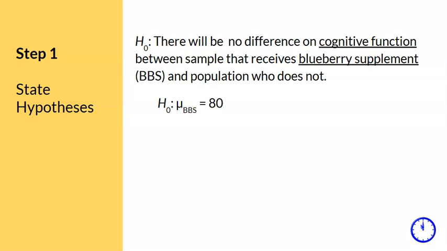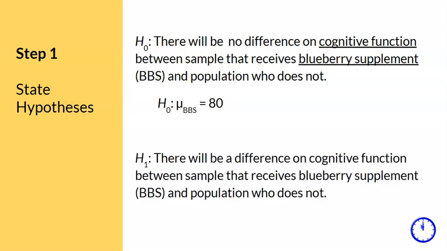Now, on the other hand, the research hypothesis will reflect that there is a difference on cognitive function between the sample that receives blueberry supplement and the population who does not. In notation, mu BBS does not equal 80, meaning that if we could treat the entire population with the blueberry supplement and something did happen, then the treated population should not equal the population mean.